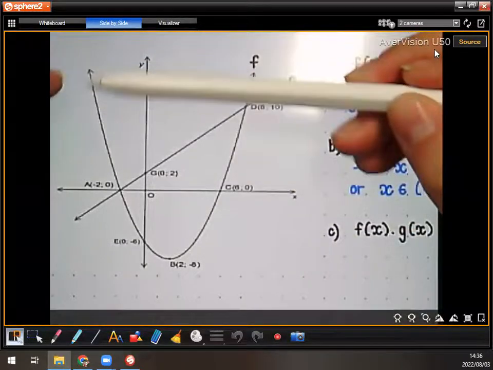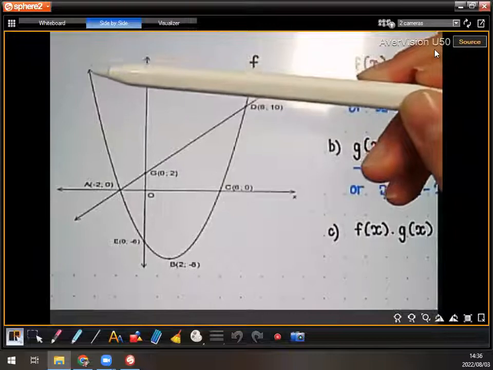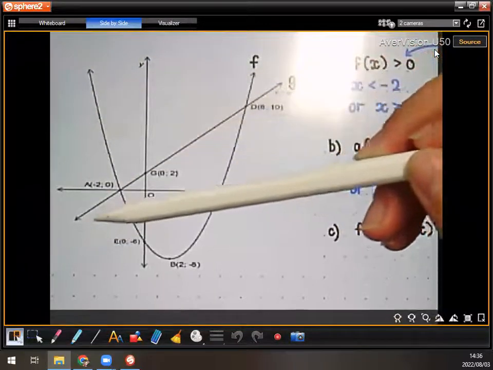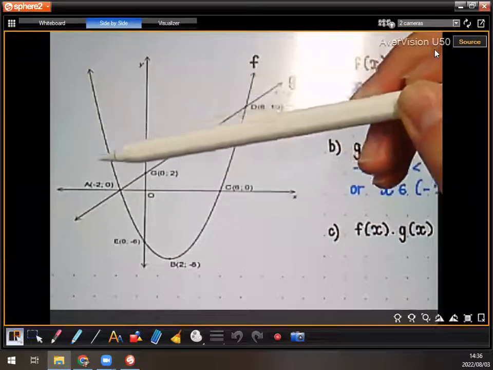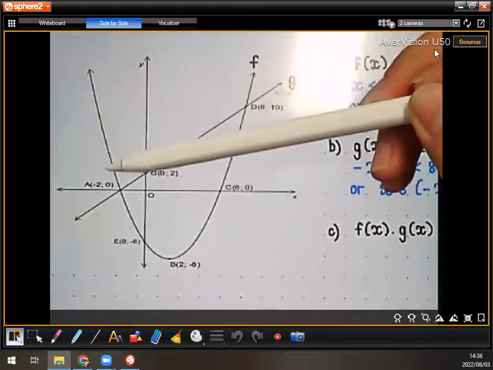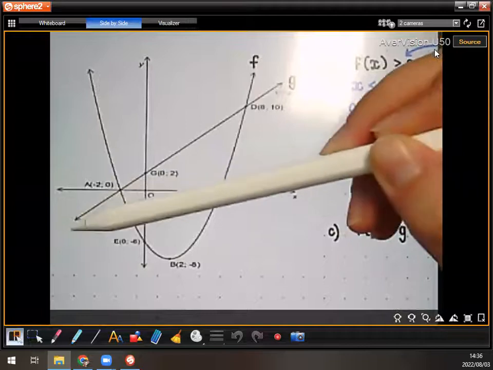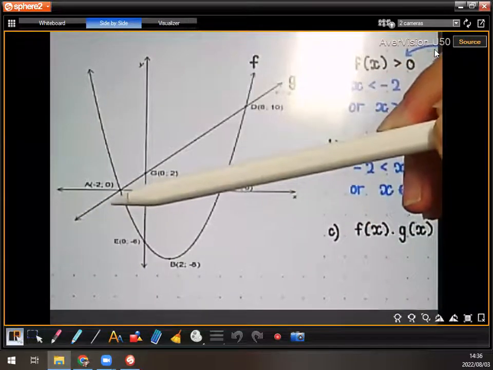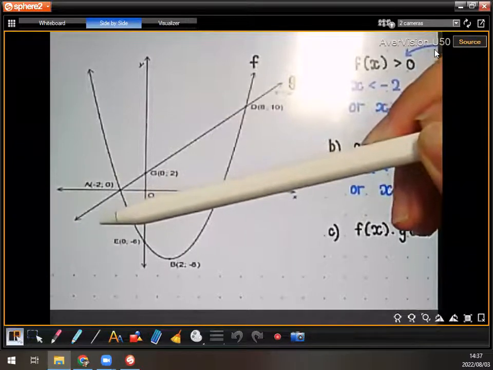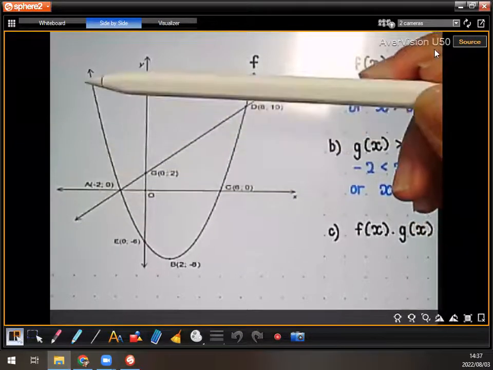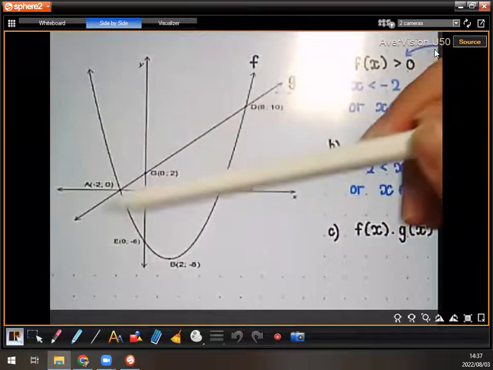Now, if we look at this, guys, what's happening here? The parabola is above the x-axis, but the straight line is below the x-axis. So all of these y values would be positive numbers. All of these y values would be negative numbers. What do I get if I do a positive times a negative? The answer is negative. That's not what they asked, right? They asked for positive. So I'm not going to include this section in my answer.